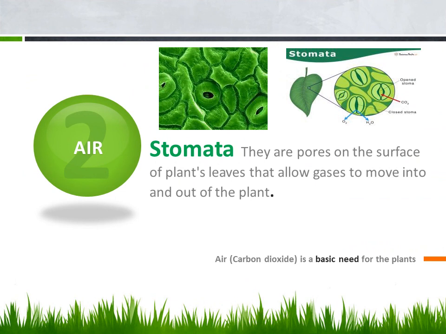Number 2, air. So how does the plant absorb air or carbon dioxide from the air? Actually, there is a special structure called stomata. Stomata are pores on the surface of a plant's leaves that allow gases to move into and out of the plant. So air or carbon dioxide is a basic need for the plants.